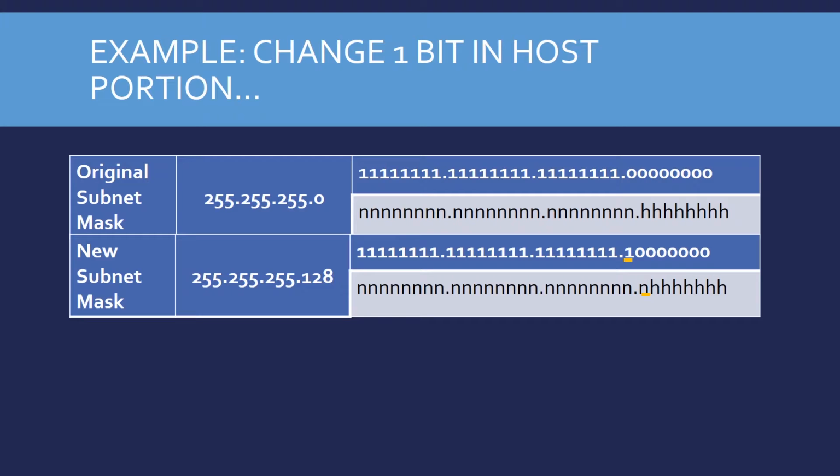Notice that now the network portion extends into the final octet. The 25th bit is now part of the network portion. It is no longer part of the host portion. Also, the subnet mask in decimal is now 255.255.255.128.